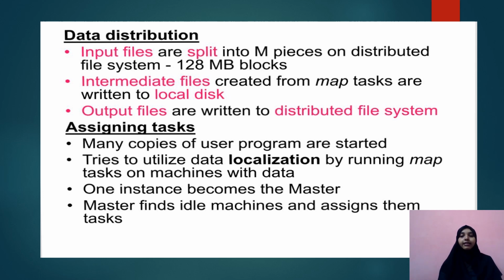So now let's have a look at the data distribution. It has input files that have been split into M pieces on distributed file system which has 128 MB blocks. Intermediate files created from the map task are written to local disk. Output files are written to distributed file systems.